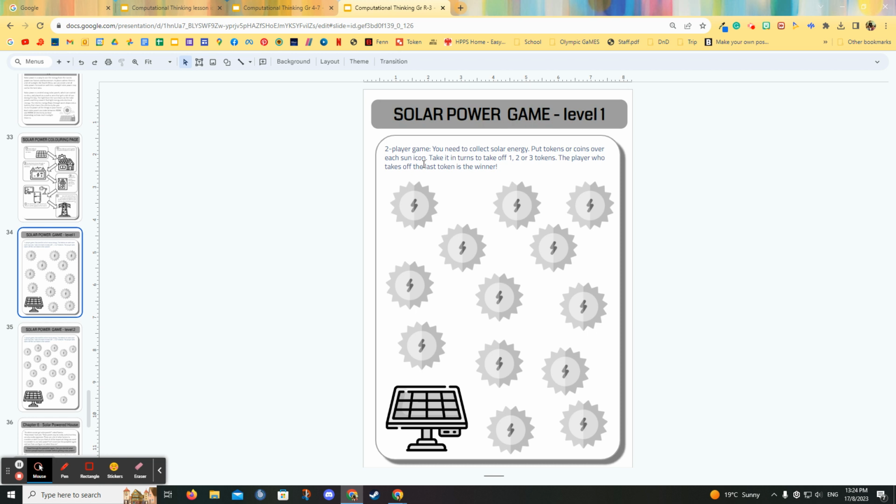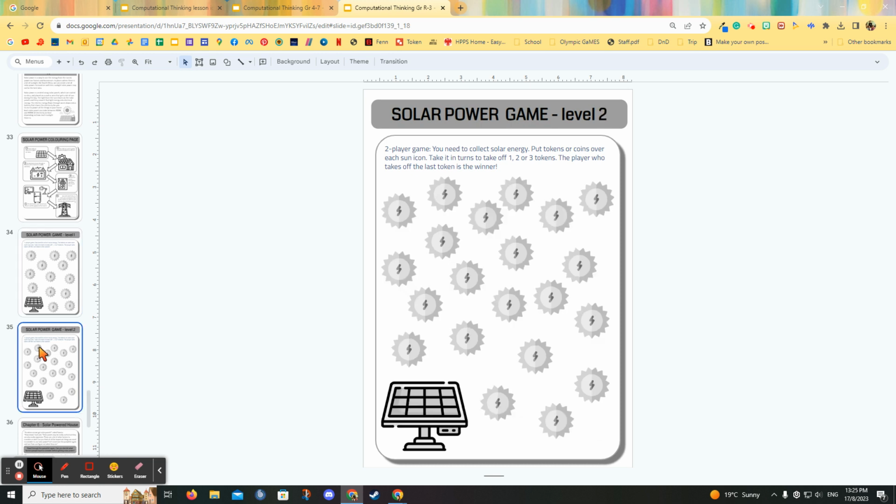And learners need to collect solar energy. You can put tokens or coins over each sun icon, and then learners take it in turns to take off 1, 2, or 3 tokens. The player who takes the last token off is the winner. So this is a little bit of logical deductive reasoning in that they need to think carefully about how many tokens are left, and make predictions about how many tokens they need to take off so that they can be the last person to take tokens off. And obviously, this one's a little bit harder because there are a little bit more tokens.